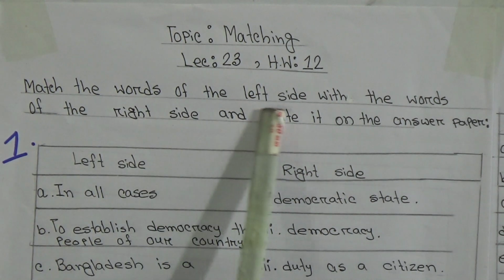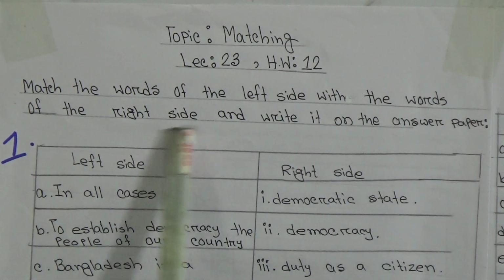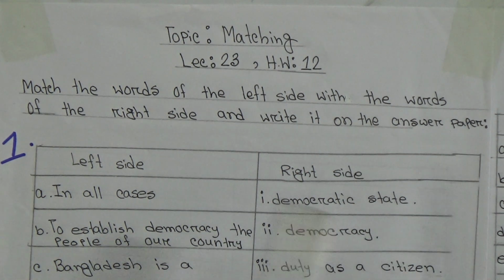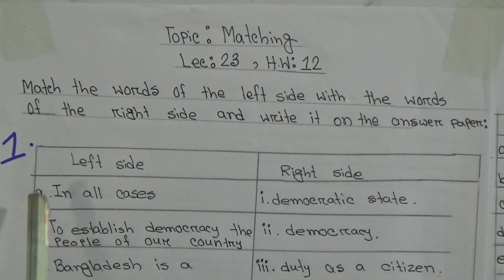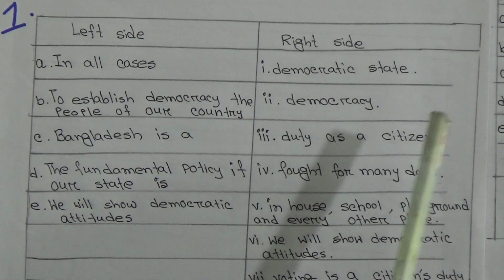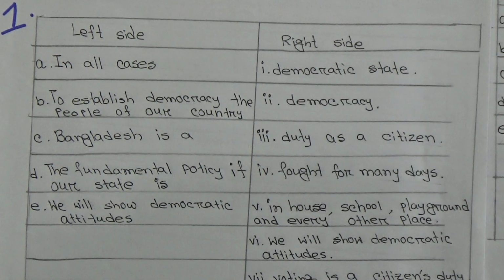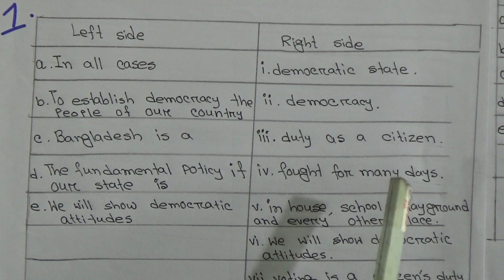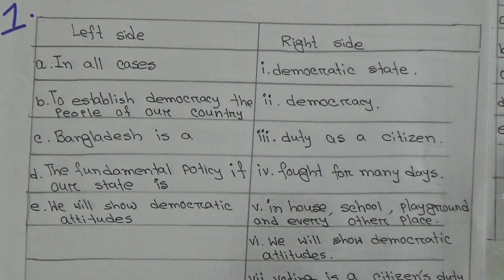Match the words of the left side with the words of the right side and write it on the answer paper. In matching, there are two columns or two sides, left side and right side, and you have to first match the left side with the right side, then write the full sentence. If you write a full sentence, you put a full stop mark, and if your sentence is not full, then you will not give any full stop.